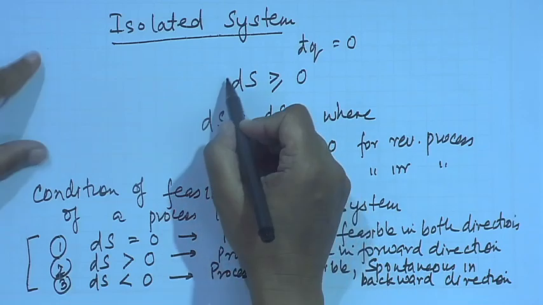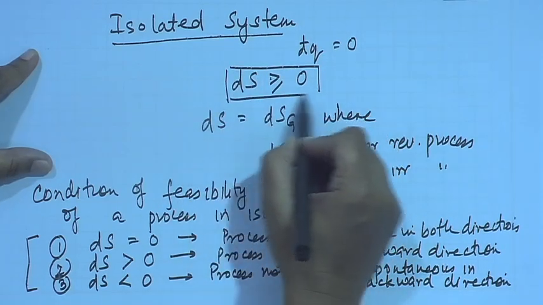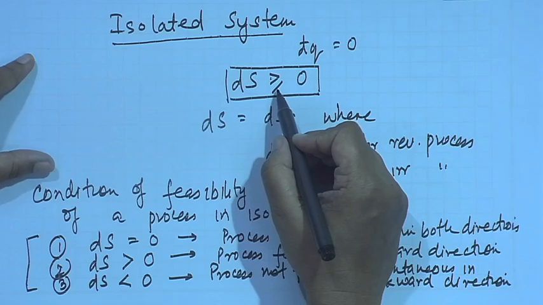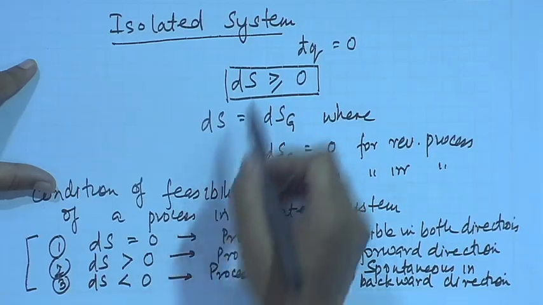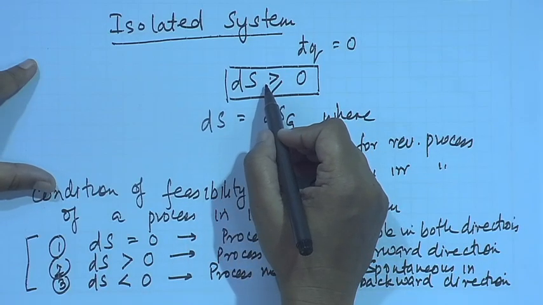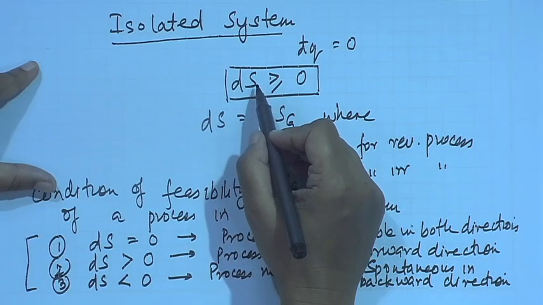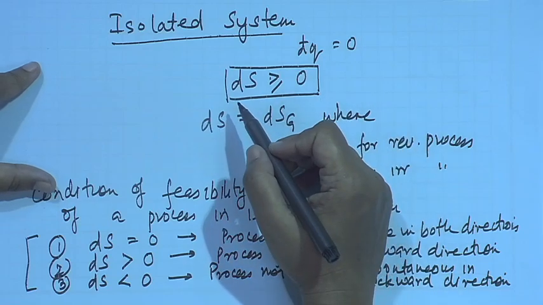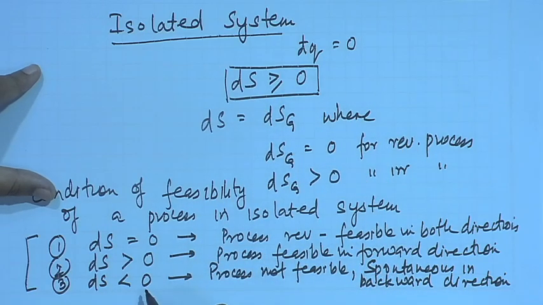The criteria of spontaneity is ds greater than or equal to 0, where the equality sign is applicable when the process is feasible in both the forward and the backward direction, and the greater sign shows that the process is feasible in the forward, but not in the backward direction. And ds less than 0 signifies that if the process has to proceed in the forward direction, energy has to be applied to it, but in the backward or reverse direction the process is feasible.